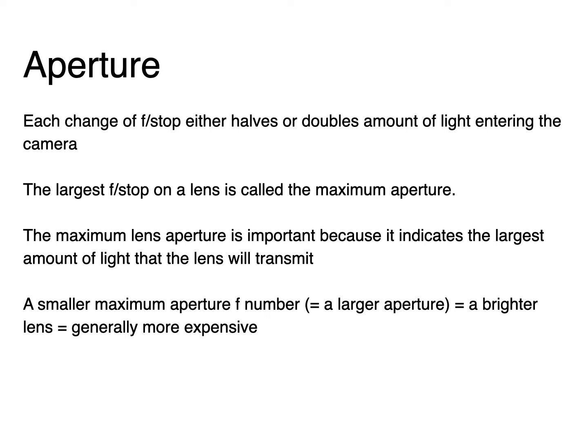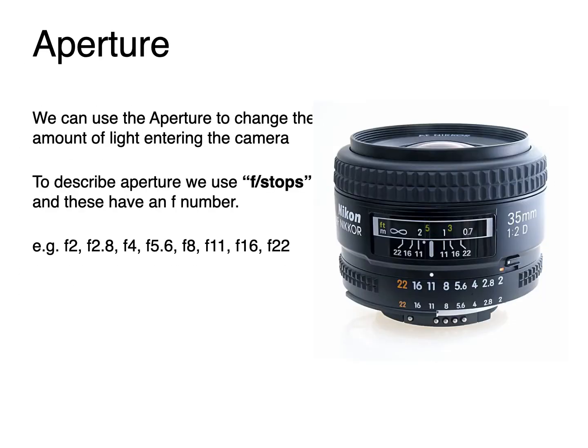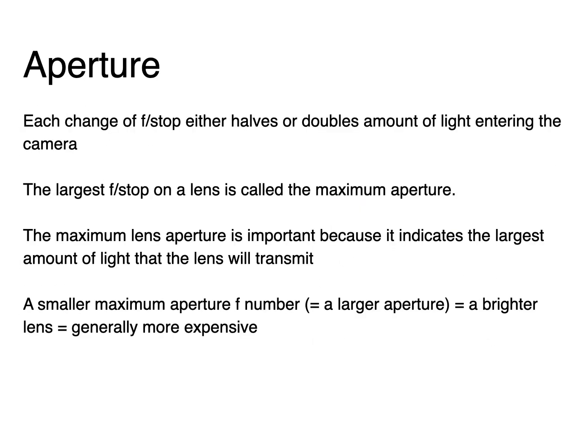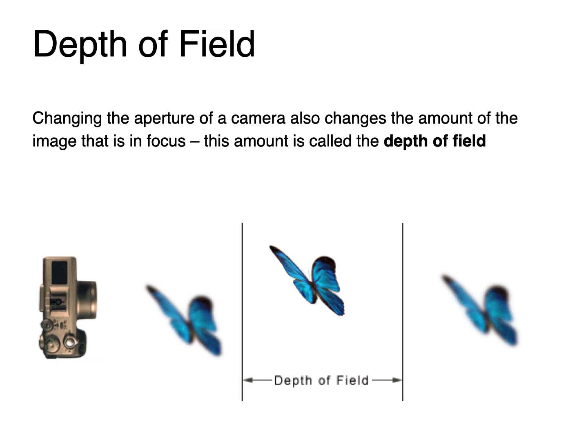What we can note down here is that a smaller f-number, like 2, means a brighter lens, which is generally more expensive. It has the capacity to allow more light. So that is the concept of aperture, the amount of light that should fall onto the light sensitive medium. The next concept is depth of field.